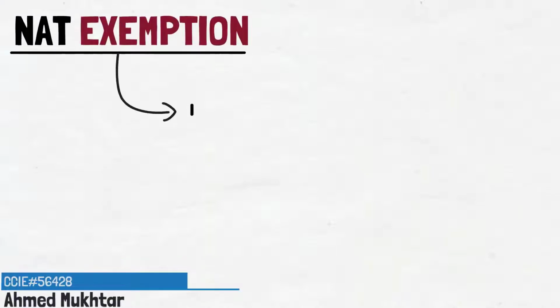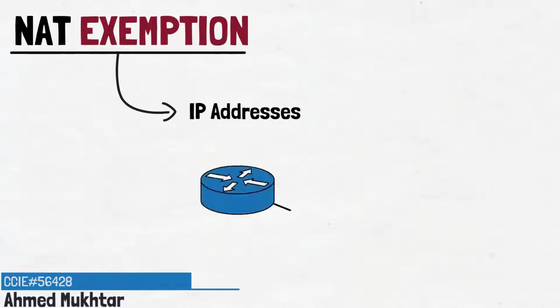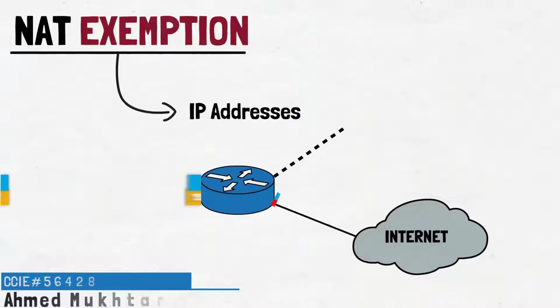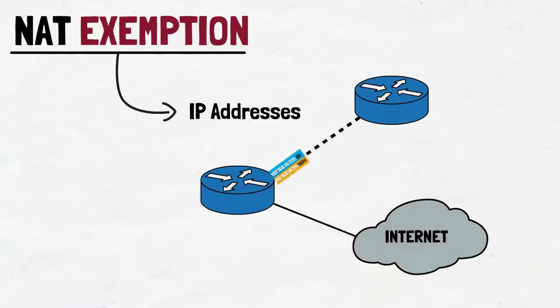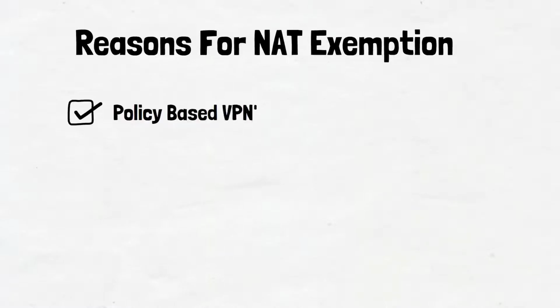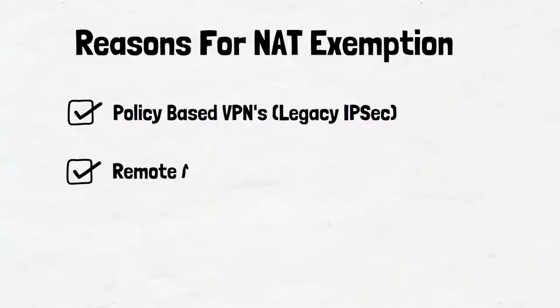NAT exemption is the exemption of IP addresses from the NAT process of the NAT device, meaning the NAT policy won't be applied to a specific set of IP addresses. There are many reasons why you might want to exempt IP addresses from the NAT process, but the most common ones are legacy policy-based IPsec VPNs and remote access VPNs.